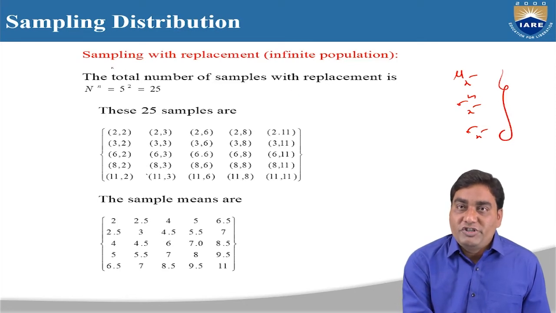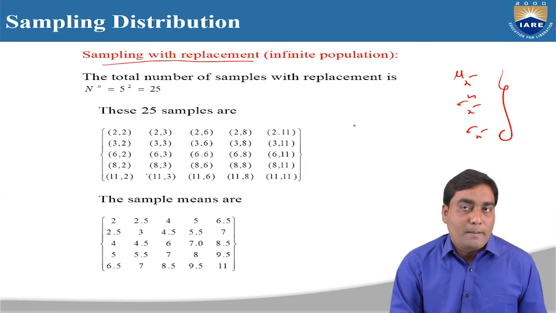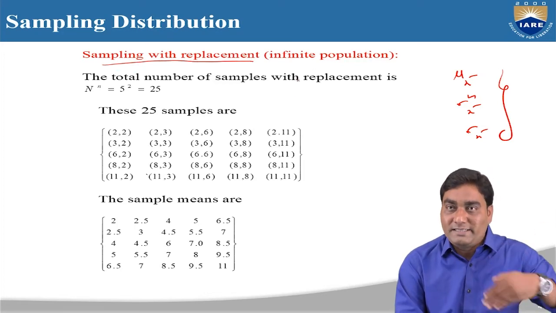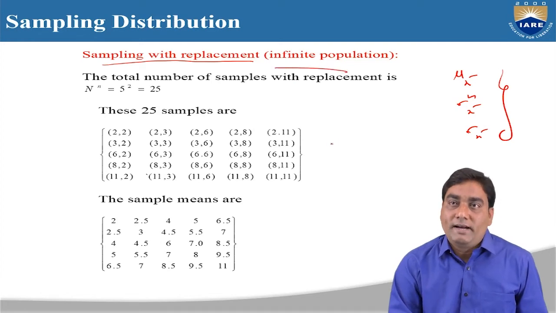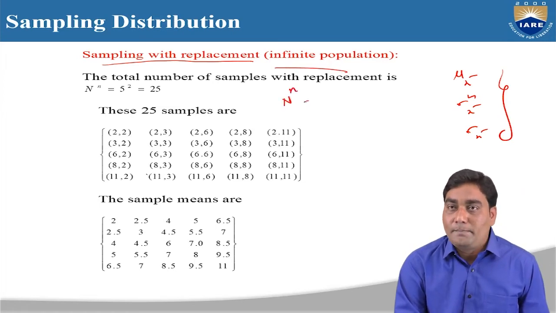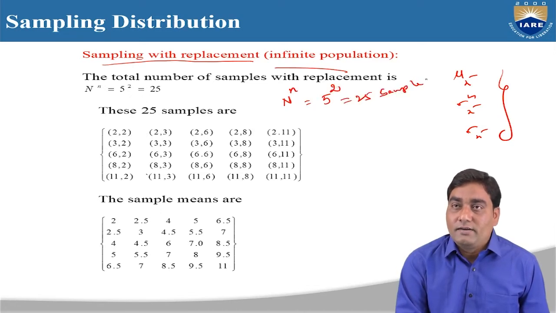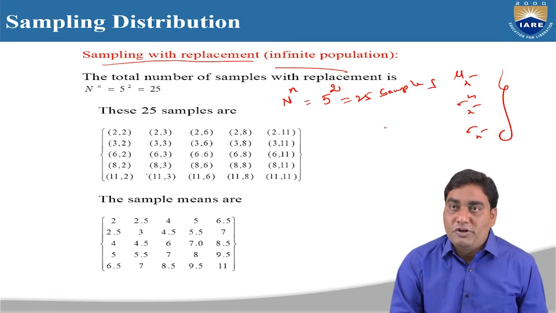In the problem it is mentioned sampling with replacement. Sampling with replacement means we are replacing while choosing the samples. That means it is never ending, which is called an infinite population. For an infinite population or with replacement, we know that we can draw N power n samples. Capital N is 5, small n is 2. So 25 samples we can draw in the with replacement case for population size 5 and sample size 2.